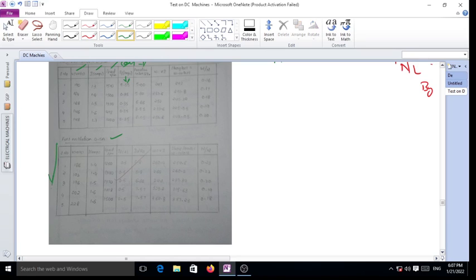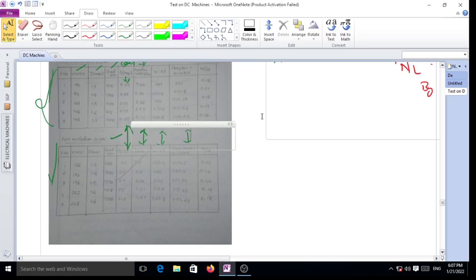This tabular column is for full excitation, and this tabular column is for half of the excitation. See the armature voltage, armature current, speed, and field current, which are constants. We can see both, the half excitation and the full excitation. So Ia square Ra, here we'll find out the drop, and from that we'll take the stray losses.